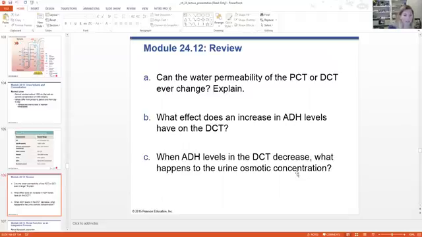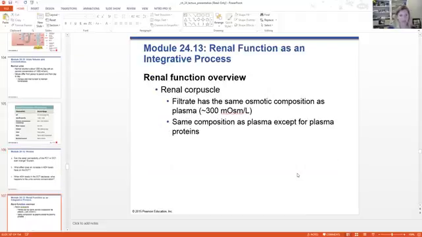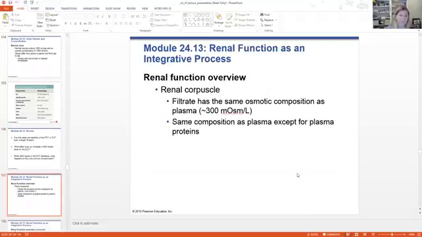You can pause the video here, go back and review this section on urine volume and concentration. We're going to keep moving and talk about renal function as a whole. So, overall review, our filtrate has the same osmotic composition as our plasma, right? When in that renal corpuscle, when filtration first occurs, whatever's in the filtrate is the same stuff that's in the blood, minus a few plasma proteins, right?